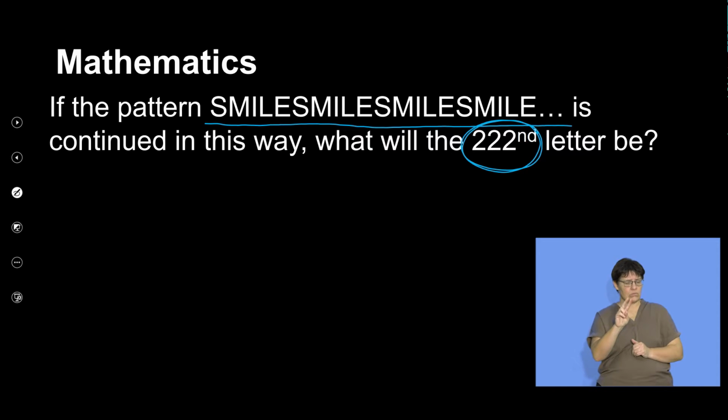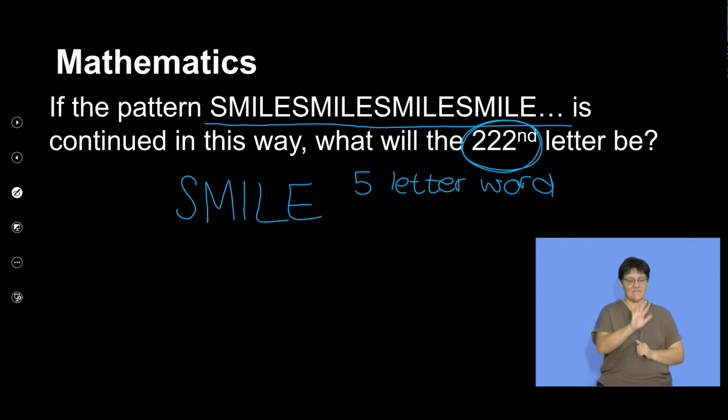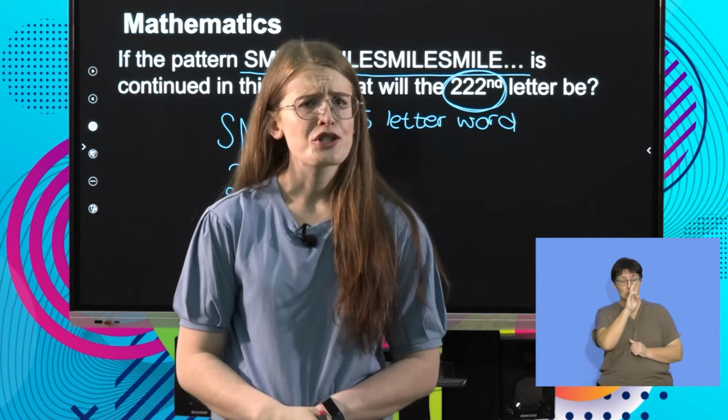So you might be thinking, okay, well, how am I going to know that? If we look at the word smile, we can see that it is a 5-letter word. So this means I'm going to be using my multiples of 5 to help me find out what the 222nd letter would be. So if I look at the number 222, is 222 a multiple of 5?